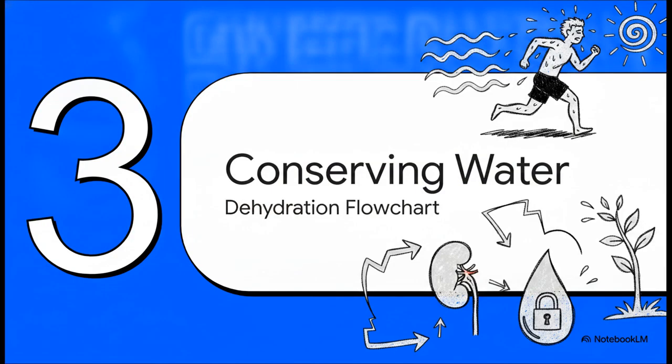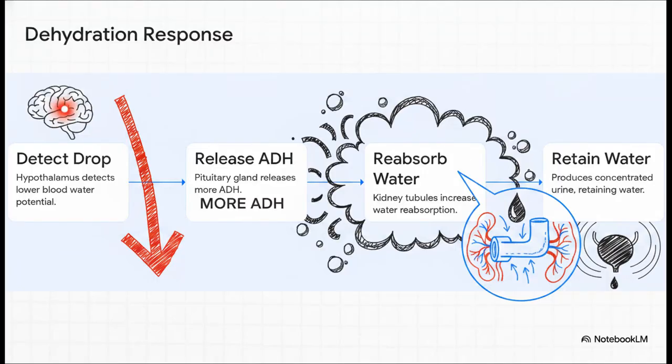Moving on to Section 3, Scenario 1. Conserving water, the dehydration flowchart. Picture this. You've just finished a long, grueling run on a sweltering hot day. You're sweating buckets, you haven't been drinking any water, and your body desperately needs to conserve whatever fluids it has left. Let's map out exactly what happens step by step.